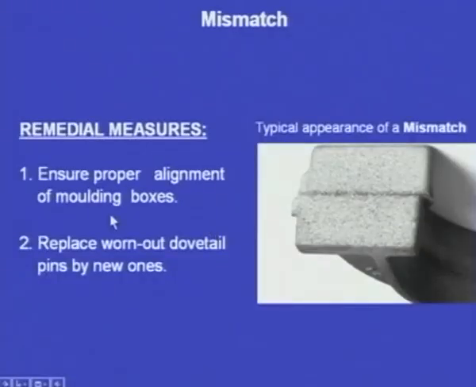And what are the remedial measures? Ensure proper alignment of molding boxes before pouring, and sometimes to align the cope and drag we use dovetail pins, and if these dovetail pins are worn out and there is a possibility the cope and drag may be shifted a little bit, means there will be little misalignment because of the worn out dovetail pins, then this defect will arise. So, replace the worn out dovetail pins by new ones.